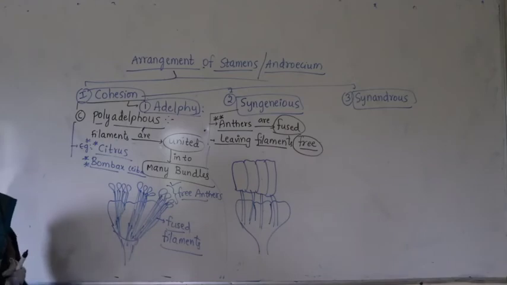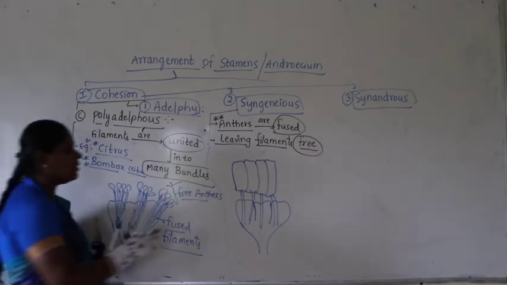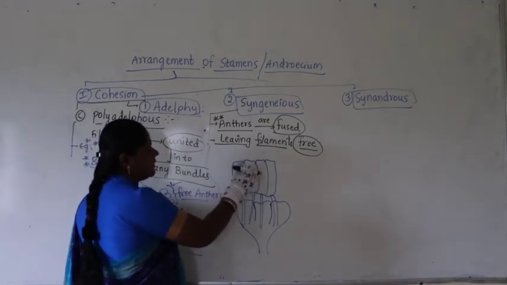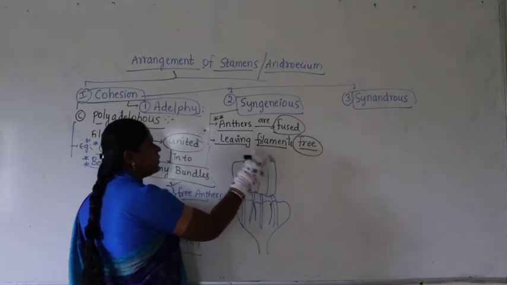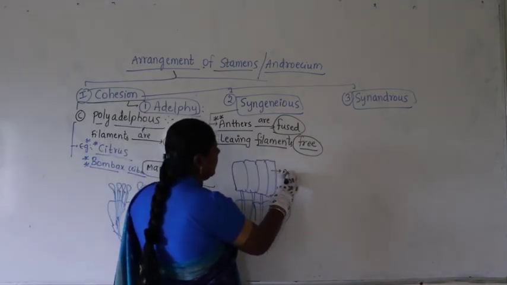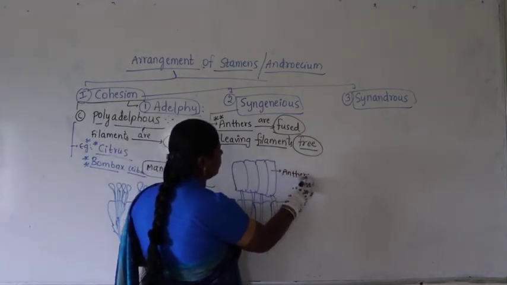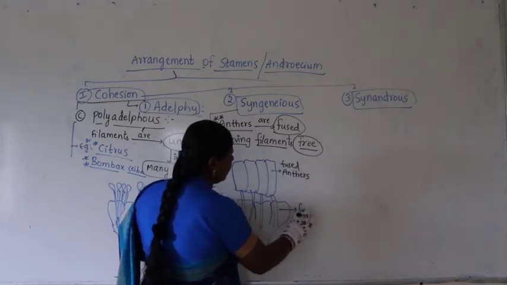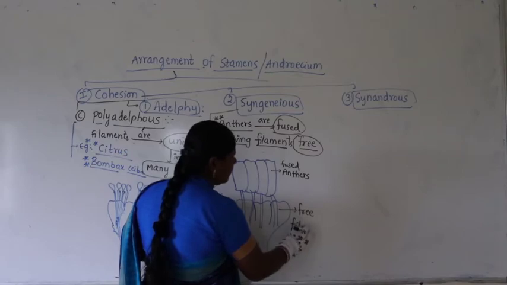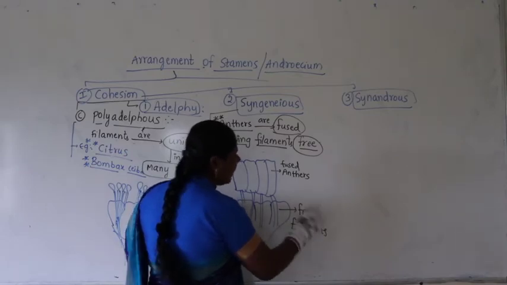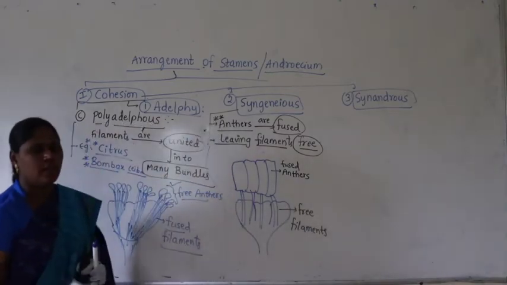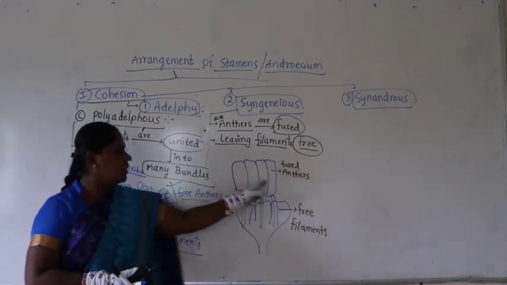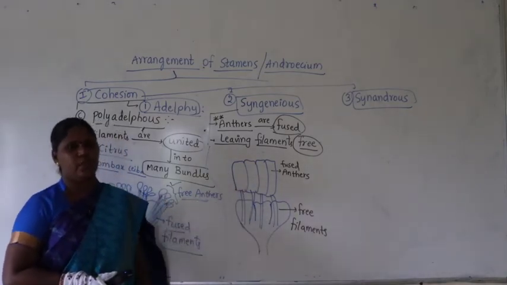Can you see this very clearly? What we study here: this anther is fused with this, fused with this, fused with this. That means here the anthers are fused. So I write here: fused anthers but free filaments. Filaments are not joined, not attached, they remain free. Anthers are fused but filaments are free.